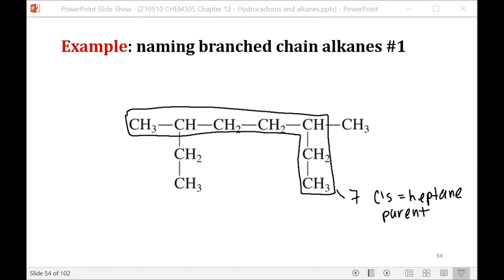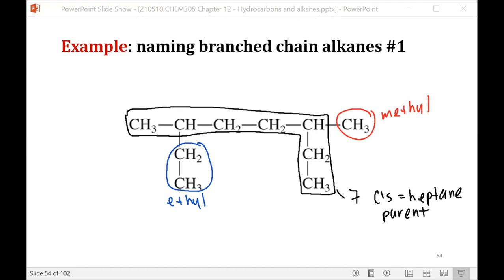Okay, next, I want to locate my substituents. I like to circle them and then name what they are. This has 2 carbons, so this is ethyl. And over here, this has 1 carbon, so that's going to be a methyl group.